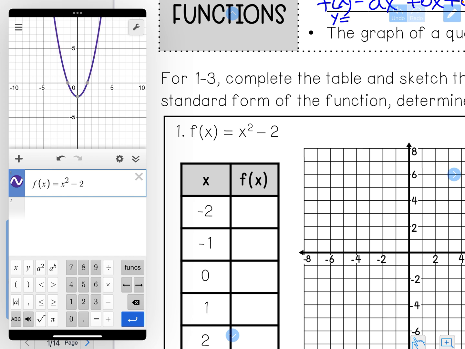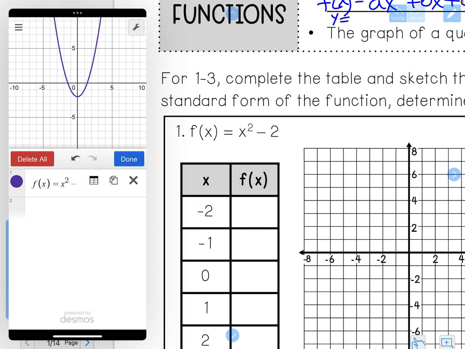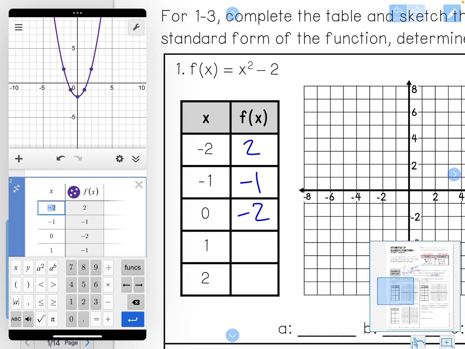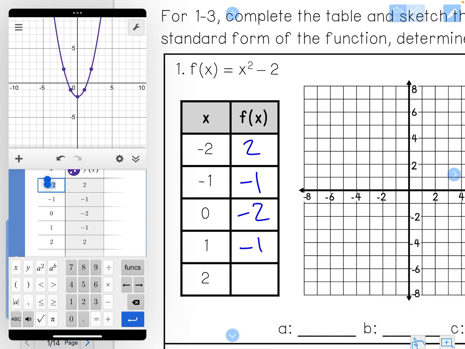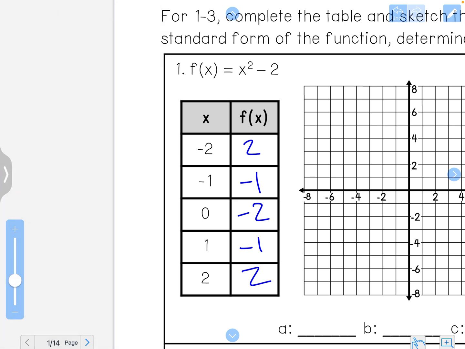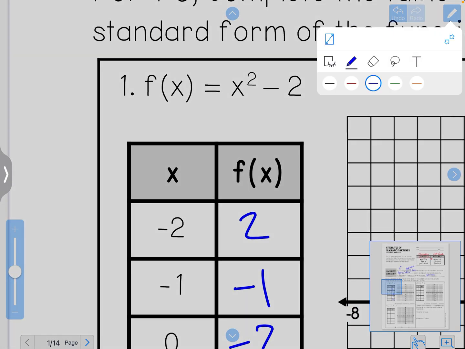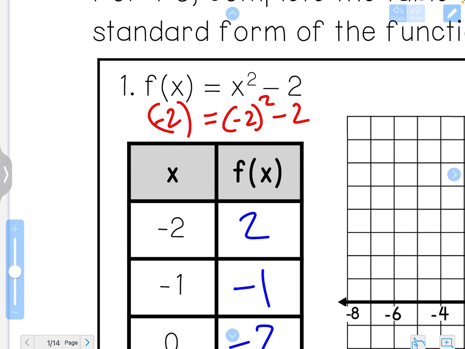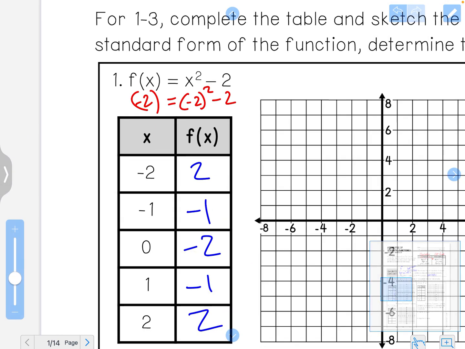Remember, we can turn this into a table by hitting our settings and then by hitting our table. So -2 is 2, -1 is -1, 0 is -2, 1 is -1, and 2 is 2. We also could have figured this out by plugging them into our function up here. So if we were to put -2 in the x spot, we would have had -2 squared minus 2, which is how we got to 2. Just remember, you can do it either way.